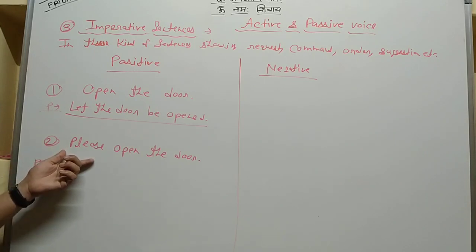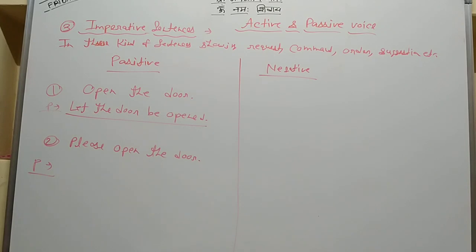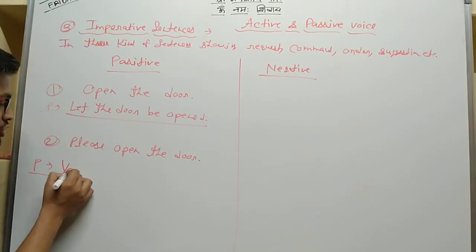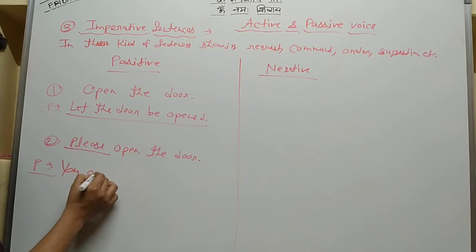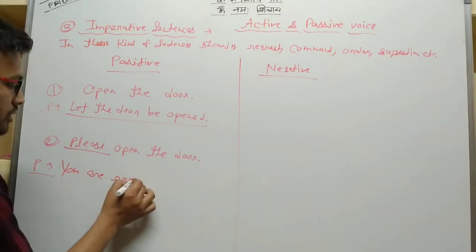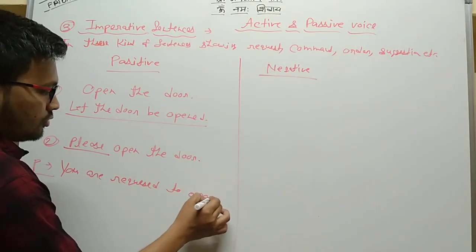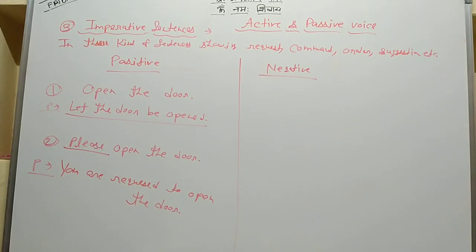But please open the door. How would I make this into passive voice? Please open the door. Please shows request. So, you are requested to open the door. You are requested to open the door.